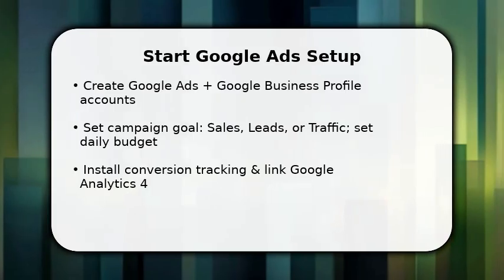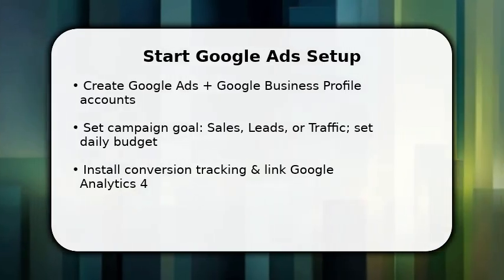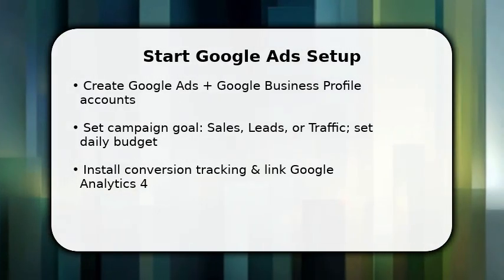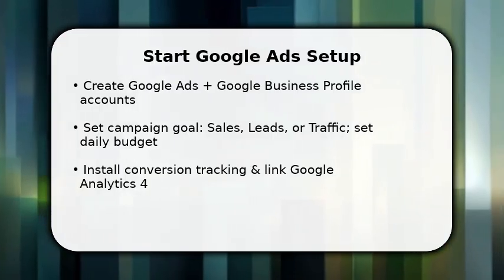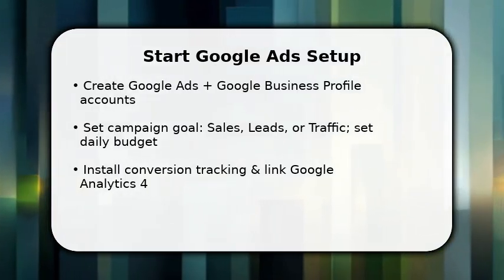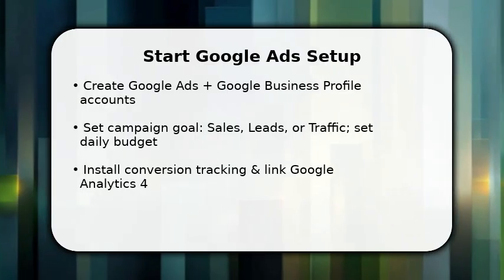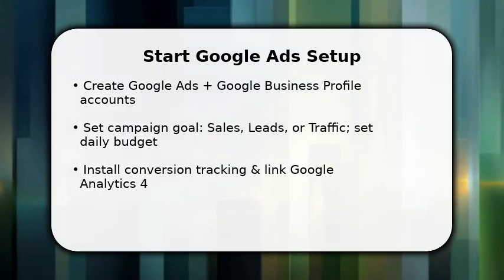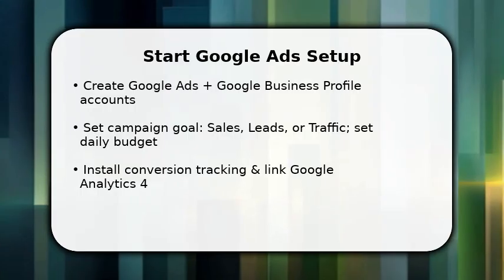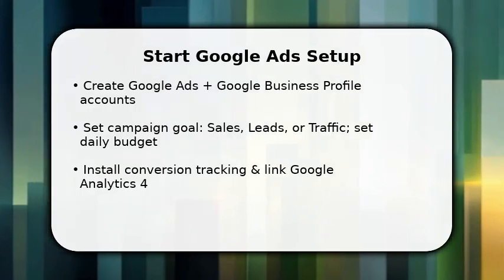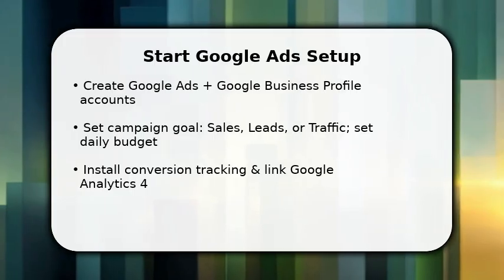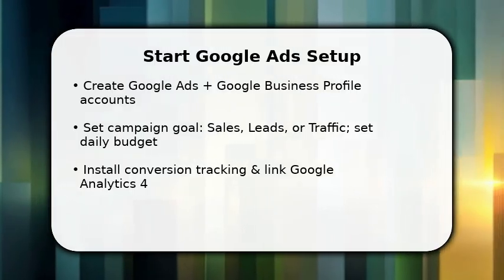Enjoy the video. You start by creating a Google Ads account and confirming your Google business profile. Once done, you set a clear campaign objective like sales or leads and assign a realistic daily budget. Make sure to add a concise landing page or product page that converts, then install conversion tracking and link Google Analytics 4 so you can measure results.